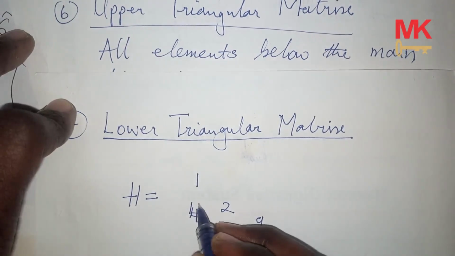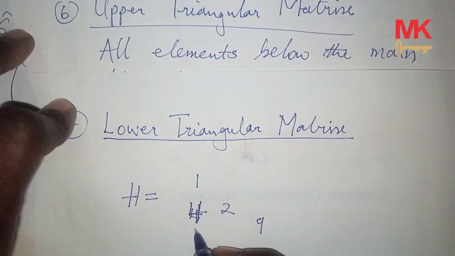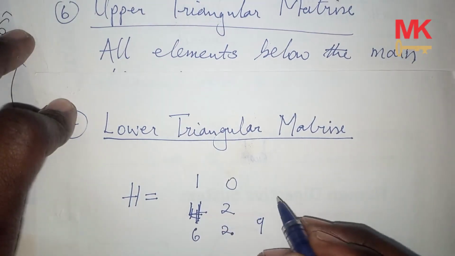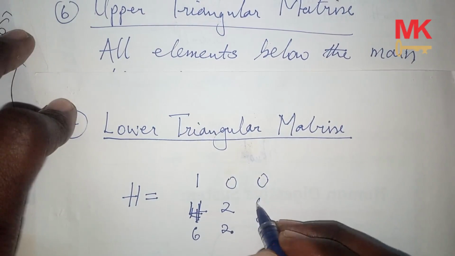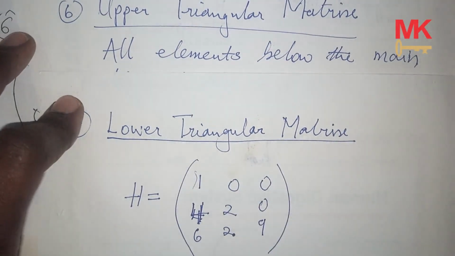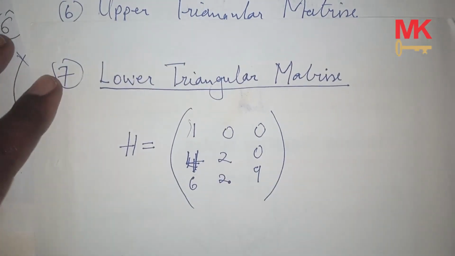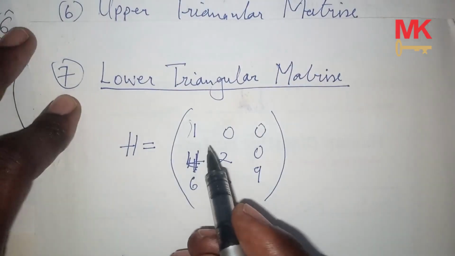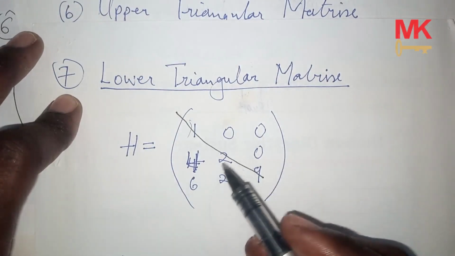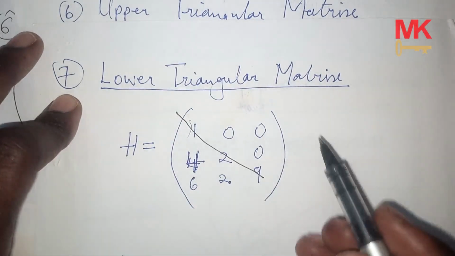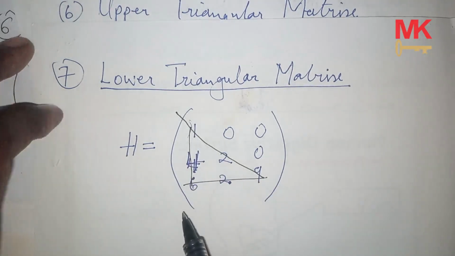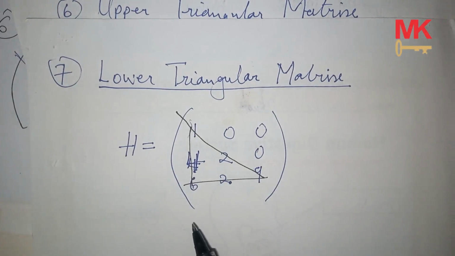Let's mix it up now. The 4 should be here. Let's say we have 6 and we have 2 here. And now we're going to have a 0 here, a 0 here, and a 0 here. Good. This is another example of a lower triangular matrix. Although this is not in your handout, you need to just know what this is. So you look above the main diagonal. You have all other elements there as 0. So you have the triangle below this time. So this is called a lower triangular matrix.